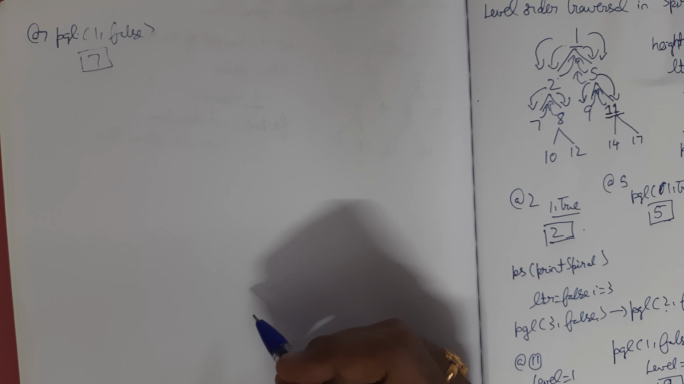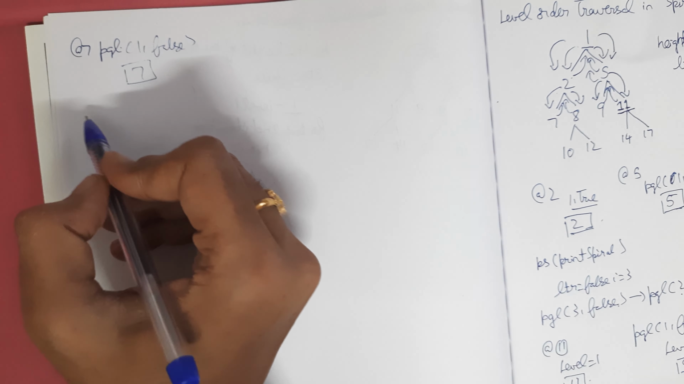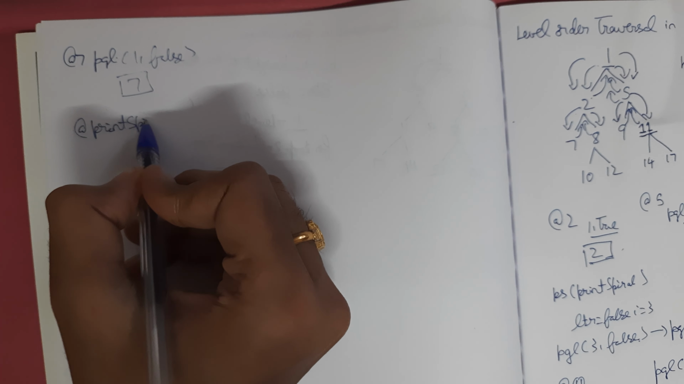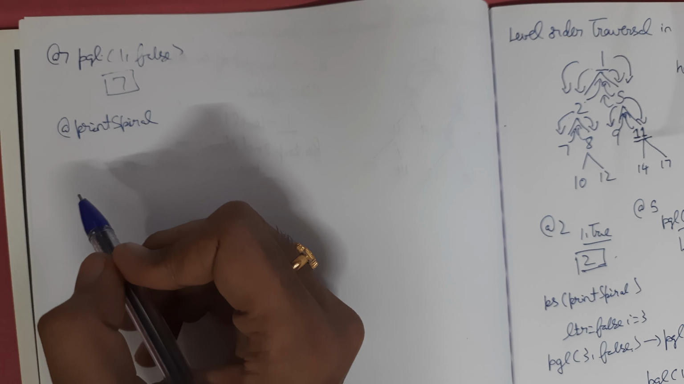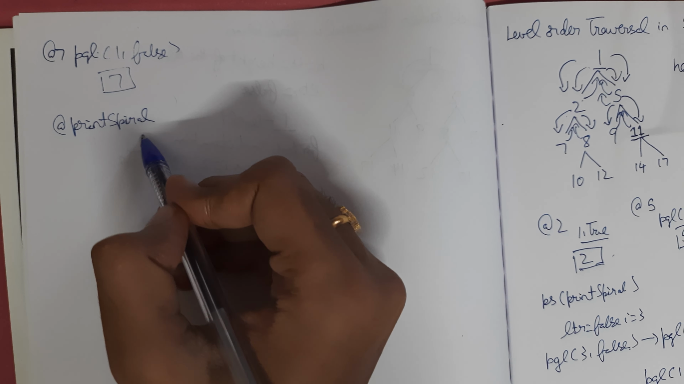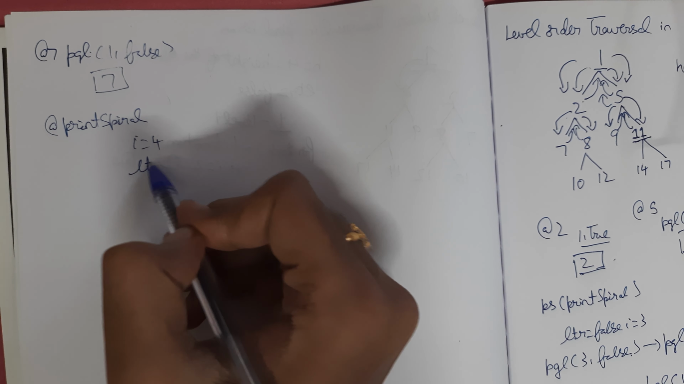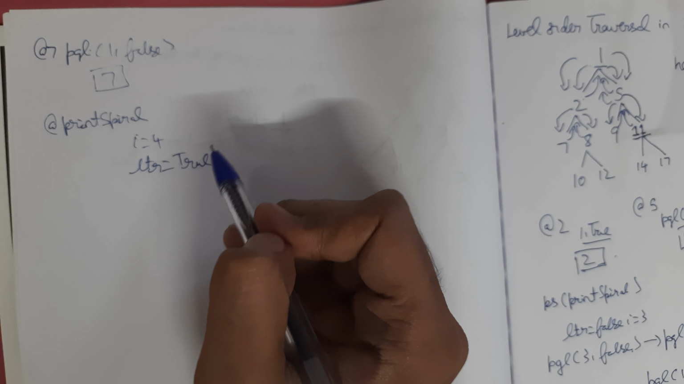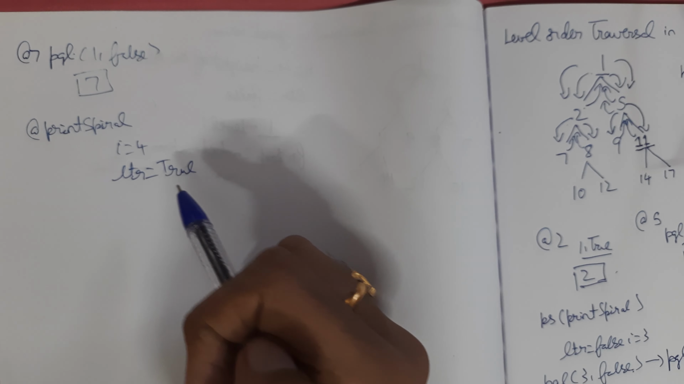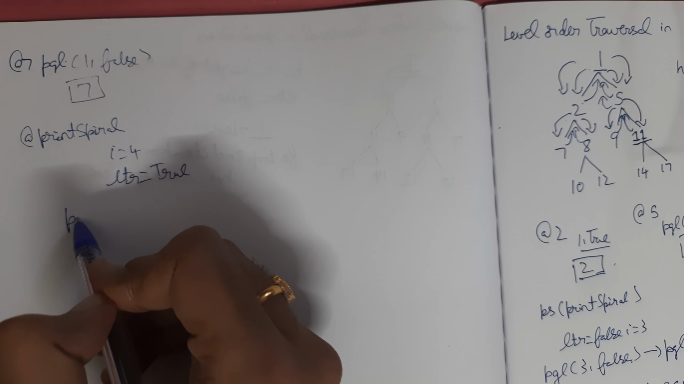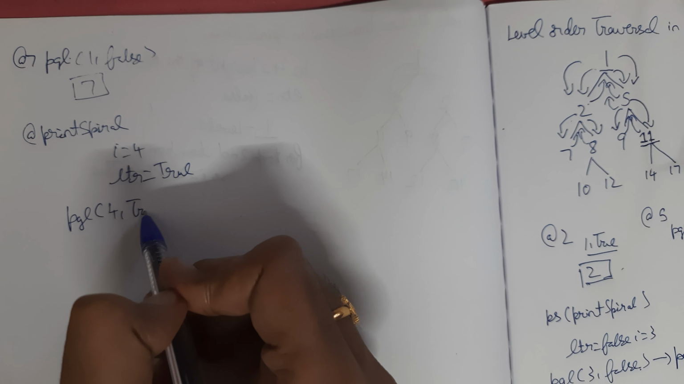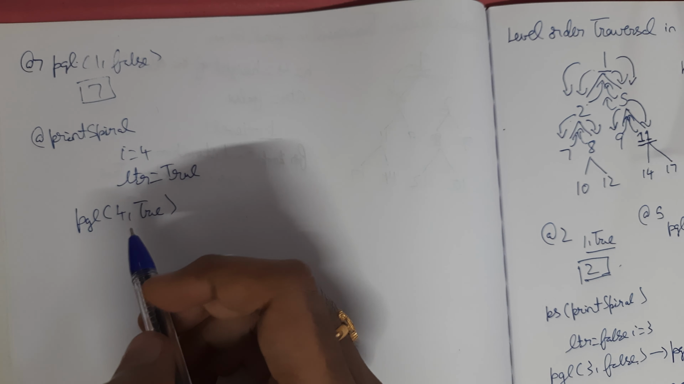and the control now goes back to the print spiral function. At the print spiral function we have the value of I is going to be 4, and LTR is now going to be true. LTR was previously false in the third level, and now it's going to be true in the fourth level. So the values that are going to be passed to the print given level function will be PGL of 4 comma true and the consecutive root node.